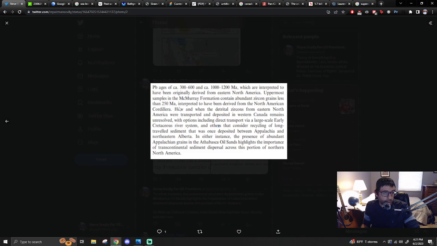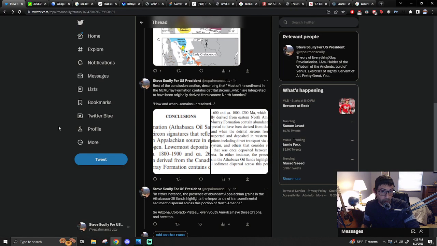How and when they were transported and deposited in Western Canada remains unresolved, with options including direct transport via a large-scale early Cretaceous river system and others that consider recycling of long-traveled sediment that was once deposited between Appalachia and northeastern Alberta. In either instance, the presence of abundant Appalachian grains in the Athabasca oil sands highlights the importance of transcontinental sediment dispersal across this portion of North America.